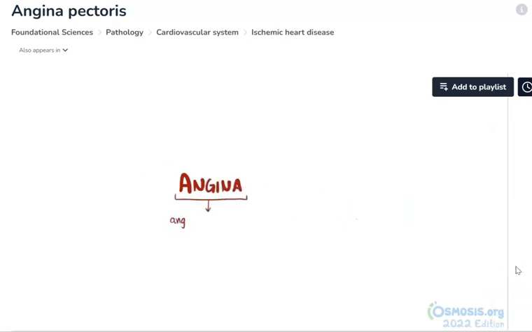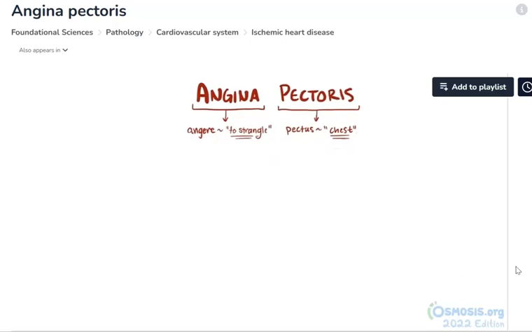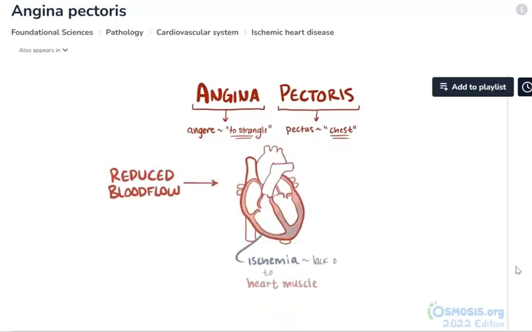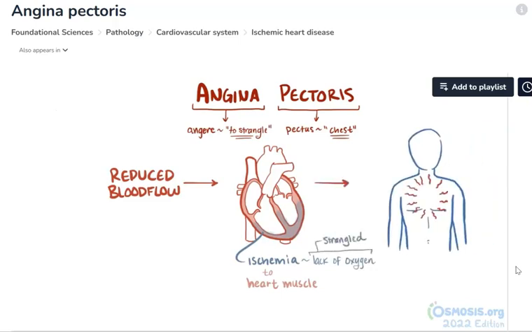Angina comes from the Latin angere, which means to strangle, and pectoris comes from pectus, meaning chest. So angina pectoris loosely translates to strangling of the chest, which actually makes a lot of sense because angina pectoris is caused by reduced blood flow, which causes ischemia to the heart muscle, or lack of oxygen to the heart, almost like the heart's being strangled, which causes terrible chest pain.